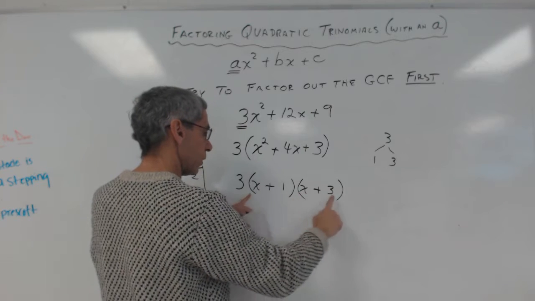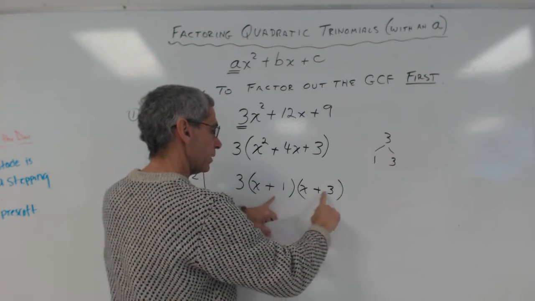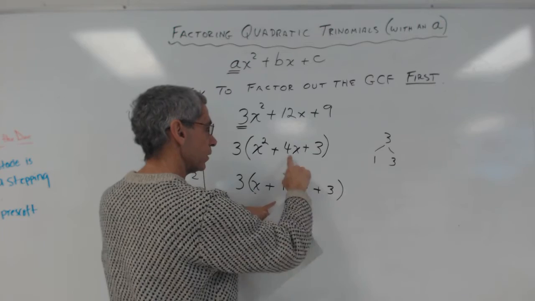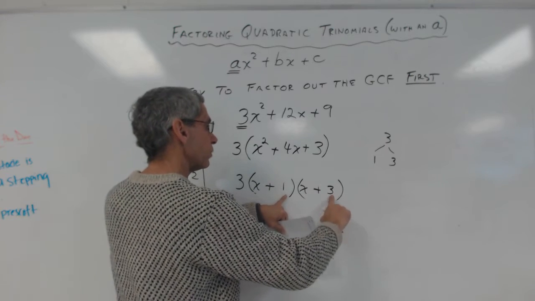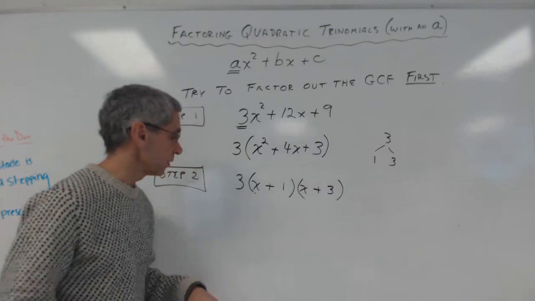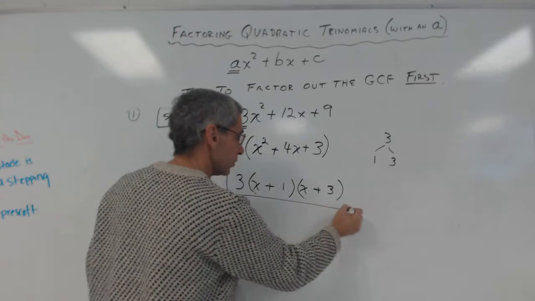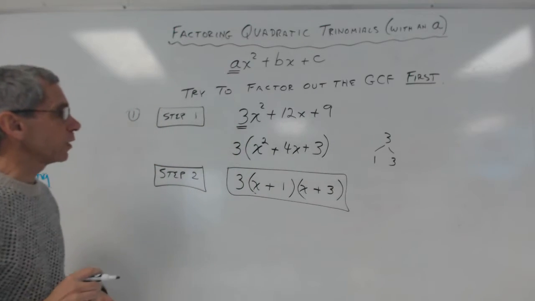I can just double check. x times x is x squared. My outside plus my inside: 3x plus 1x equals 4x. My 1 times 3 equals 3. I'm right. There we go. That's the answer. That's what I'm looking for.